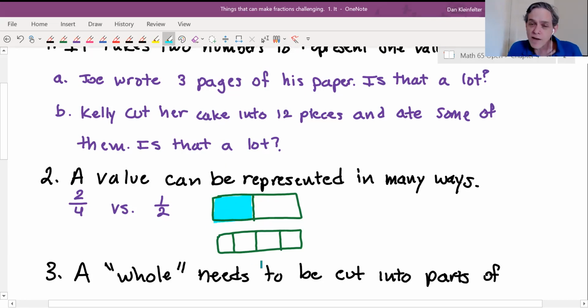In the second case, we have 1 whole divided into 4 parts, and we're going to shade 2 of them. Okay, and both of those are representing the same value. There's a joke that goes with this, actually.